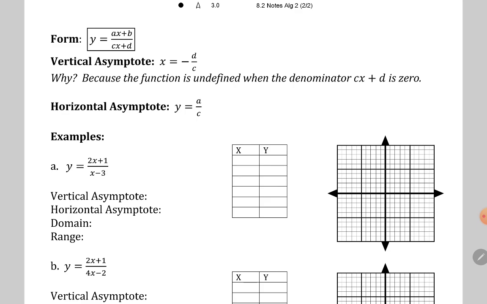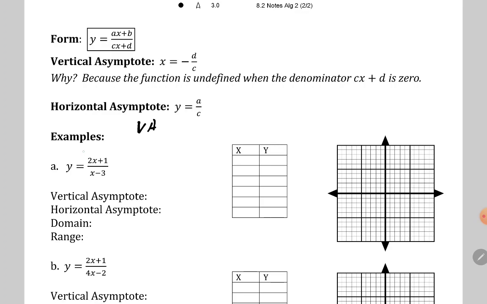So you need to remember that there's a vertical asymptote at x equals -d over c, and a horizontal asymptote at y equals a over c. So let's do this. First thing we need to do is find a vertical asymptote. Okay, vertical asymptote is -d over c.